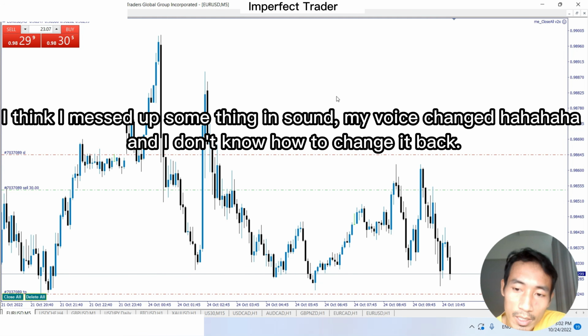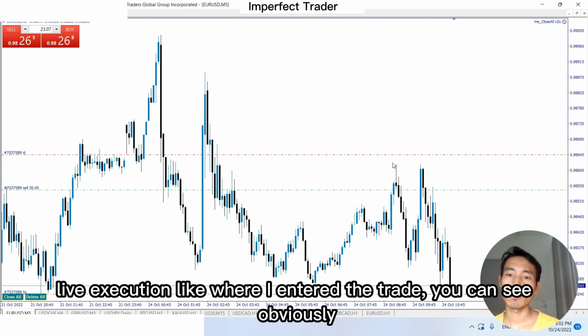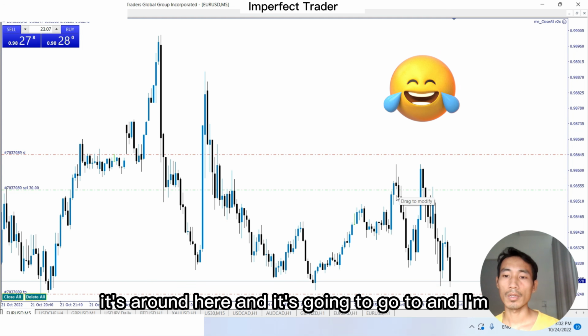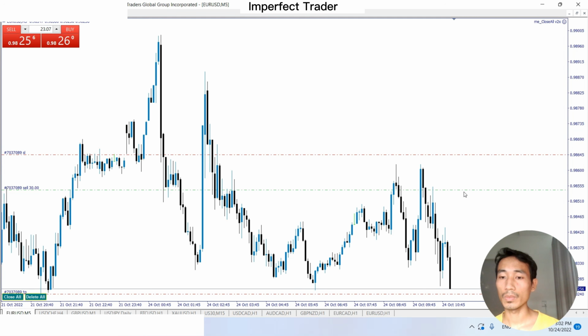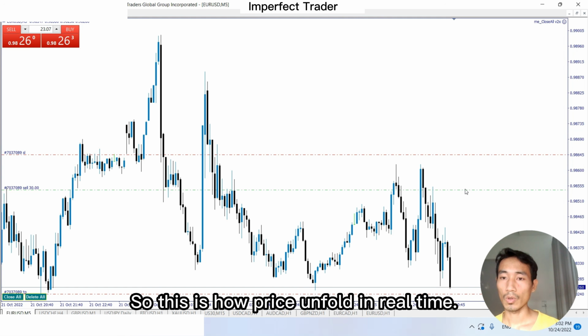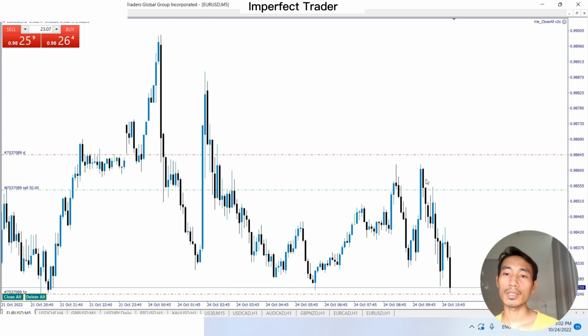Okay, so I think it's gonna go to the take profit target soon, and I'm gonna show you the live execution where I entered the trade. You can see obviously it's around here, and it's gonna go to, and I'm gonna post a video maybe today or tomorrow. This is how price unfolds in real time, and it's not an easy hold, but this is where set and forget works like magic.